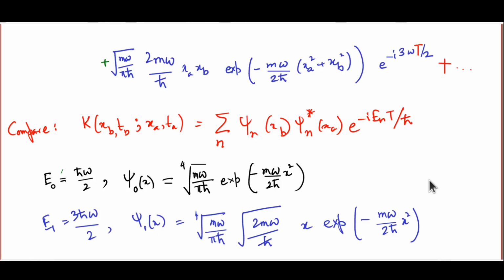And that immediately tells you that psi 1 x is going to be the fourth root of m omega by pi h cross times square root of twice m omega by h cross x, exponential minus m omega by 2 h cross x square. It will be a nice exercise to calculate E2 and psi 2. E2, of course, is 5 by 2 h cross omega. That can be seen clearly. Psi 2 will take a bit more work.